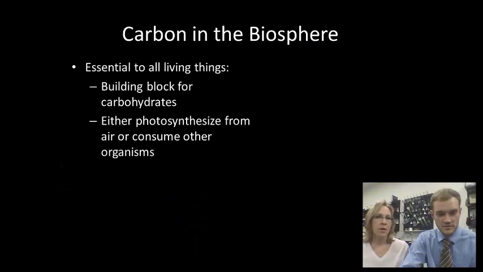So let's talk about carbon in the biosphere. Carbon can exist in many forms in the biosphere. It is an essential part of all living things, and it's a building block for what we call carbohydrates, which are sugars.